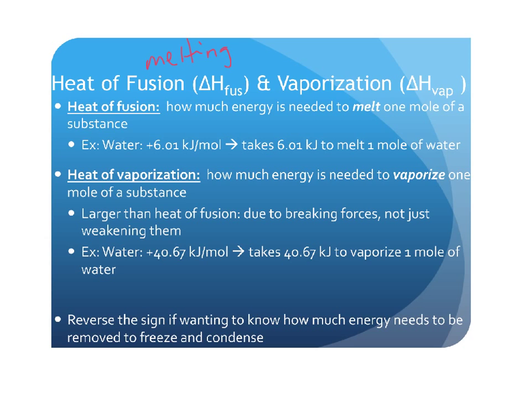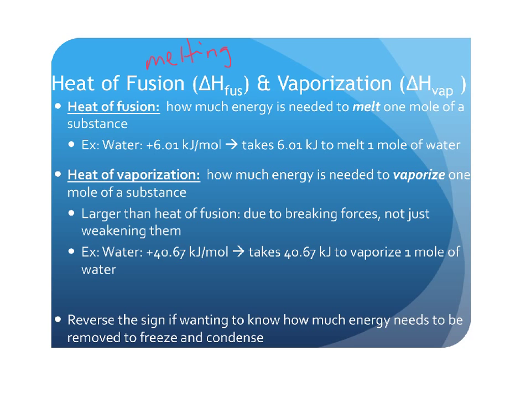Alright, so let's define what these two terms mean. First of all, heat of fusion. Heat of fusion is defined as how much energy is needed to melt 1 mole of a substance. Notice that it's always in relation to 1 mole. So for example, water has the heat of fusion of 6.01 kilojoules per mole. What that means is if you had 1 mole of water, it would take 6.01 kilojoules to melt that 1 mole of water.